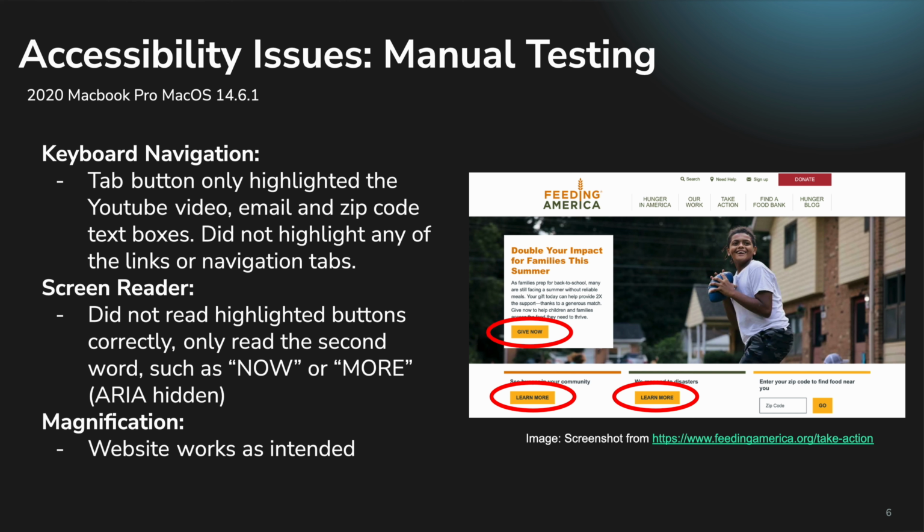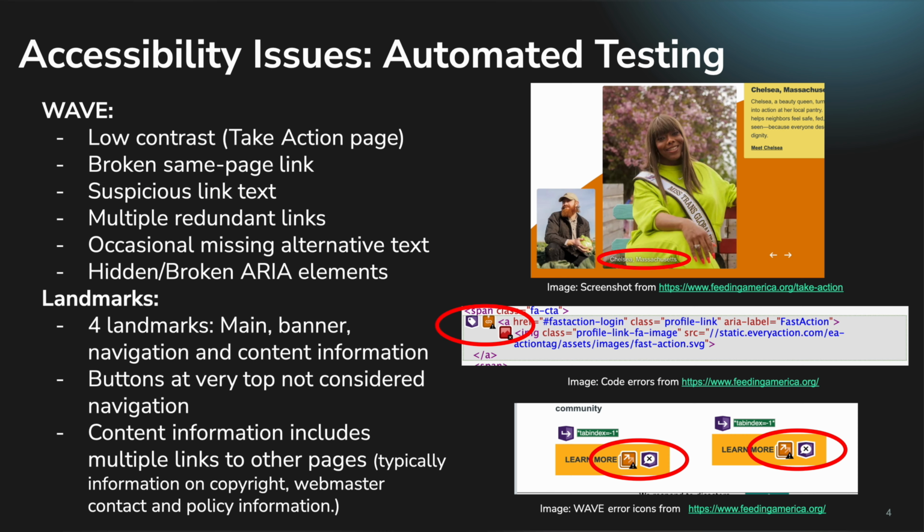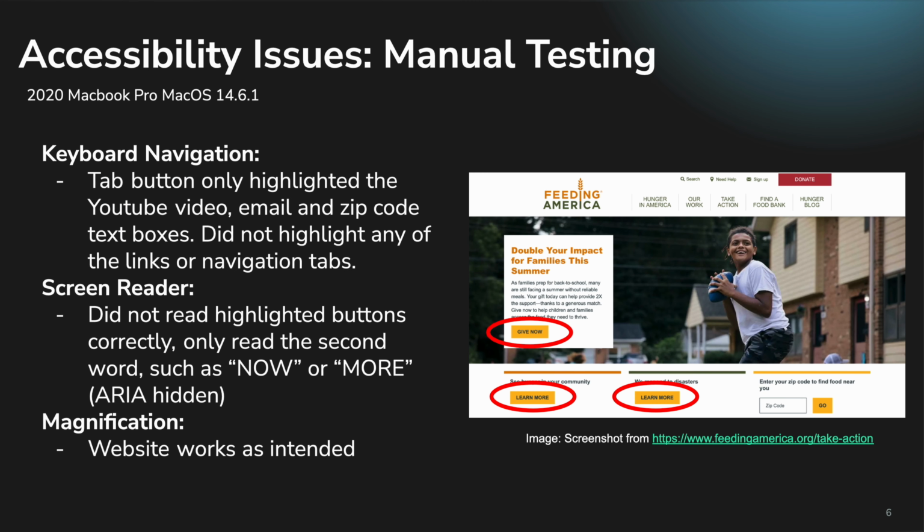hidden content. If I go back here, you can see in the screenshot on the bottom where I circled this purple icon here where it says Learn More is that hidden ARIA element. Magnification did work as intended, and the website was being navigated correctly.